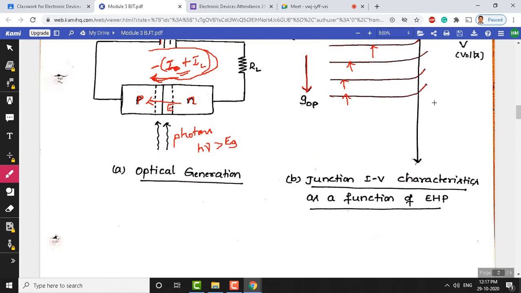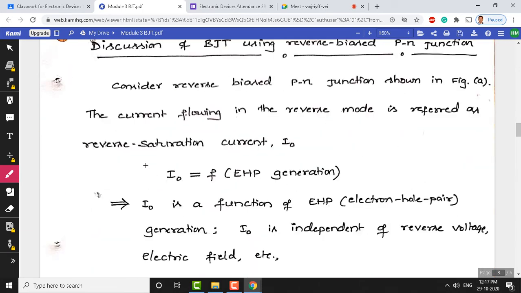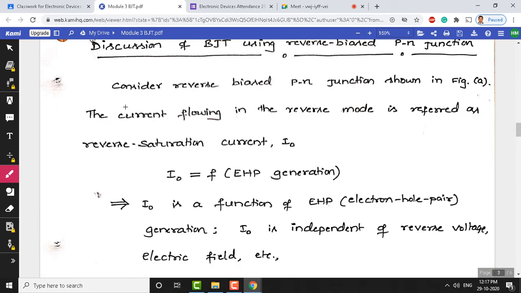Just now we have seen there is a reverse biased PN junction. In the absence of light, I naught current flows. In the presence of light, I naught plus IL current flows from the N side to the P side here. Now, we will again consider the reverse biased PN junction, which is shown in figure A. The current flowing in the reverse mode is also referred to as reverse saturation current. We already mentioned this. I naught is the current that is flowing in the reverse direction here.